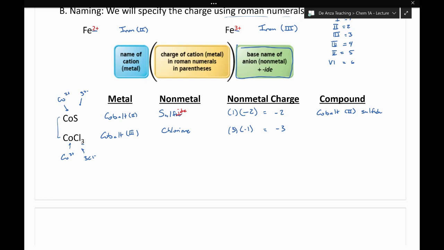And so the way that we name this, chlorine becomes chloride, so IDE. So we have cobalt(III) chloride.